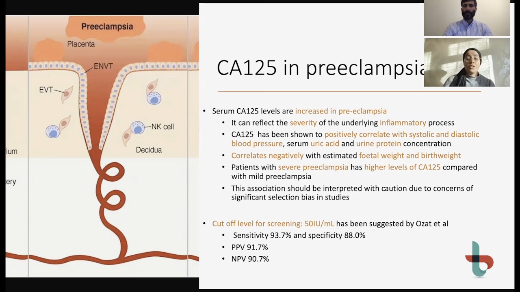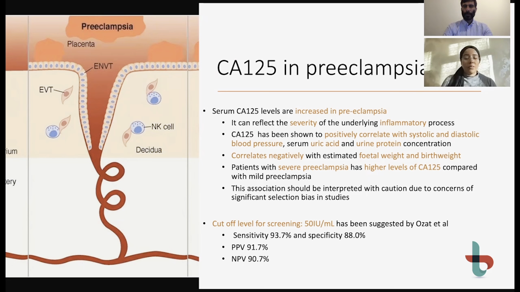However, this association should be interpreted with caution due to concerns about selection bias. The thing is that these studies look specifically at patients that have preeclampsia, and there isn't enough randomization to compare to patients that don't have preeclampsia.